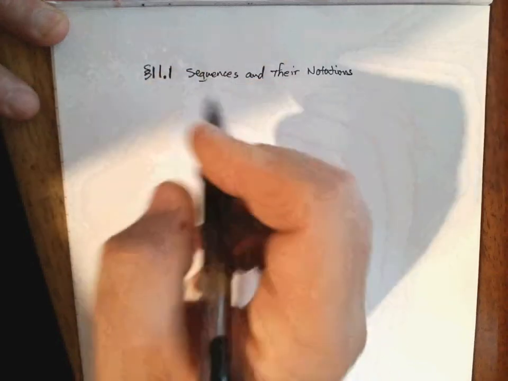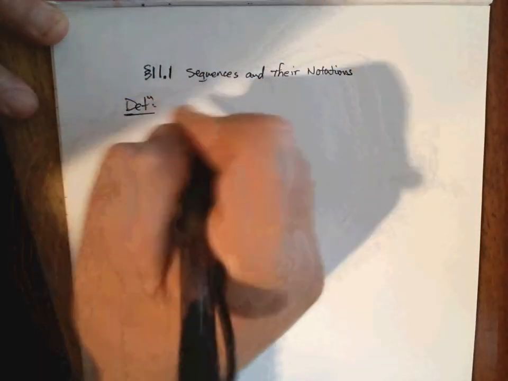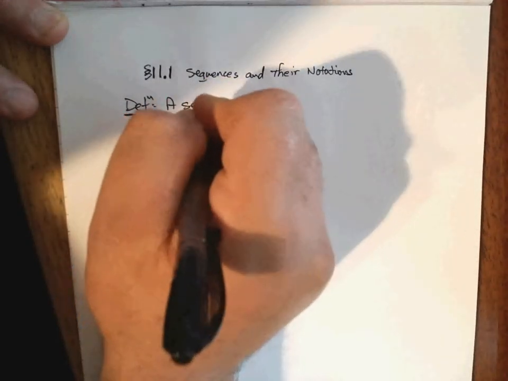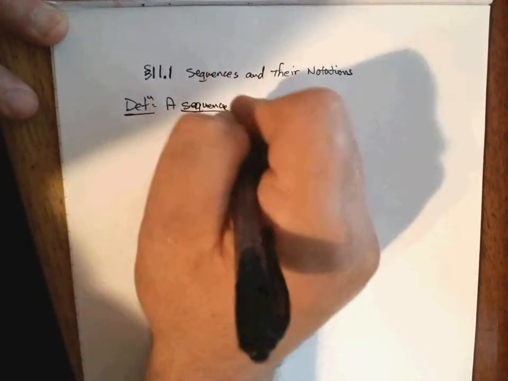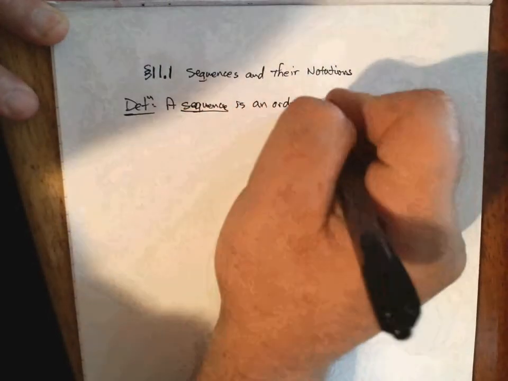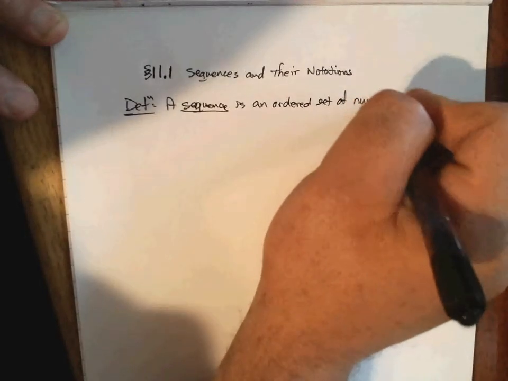Let's start with a definition. A sequence is an ordered set of numbers. Now that's one definition of a sequence.